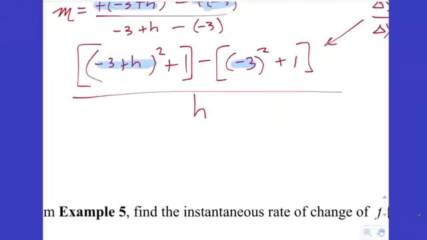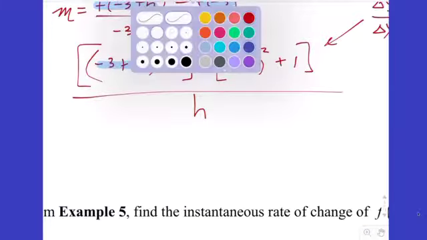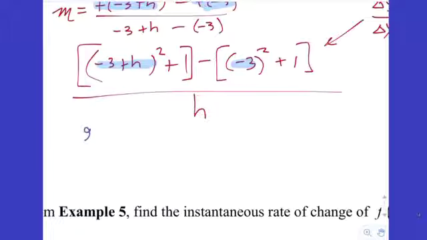Let's go ahead and expand this out now. Square the first term, multiply, and double the product. So we get 9. Multiply and double, you get negative 6h, and then plus h squared. And then I got the plus 1. So there's the first bracket. And this will be minus, negative 3 squared is 9 plus 1 is 10, so it's minus 10, all over h.